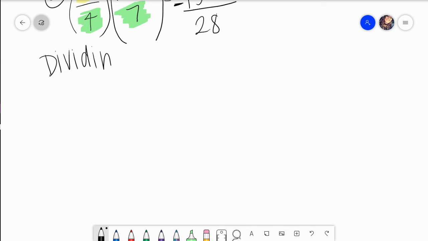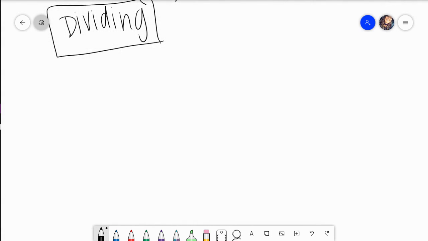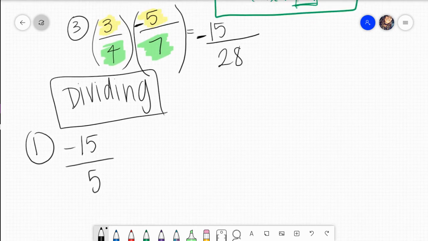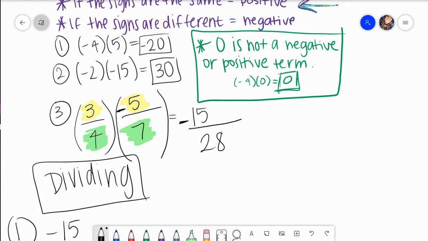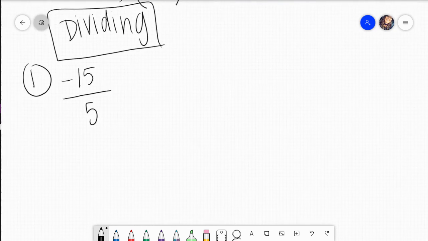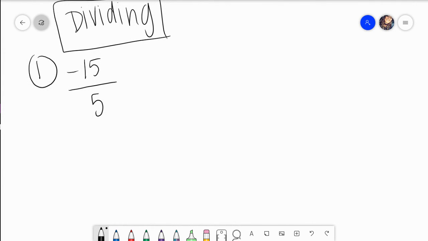Now let's do some dividing examples. Same train of thought, okay? Same is positive, different is negative. So if they have me do a negative 15 over 5. Okay, so the answer to this is going to be a quotient. So previously, the answers that I got, the negative 20 and the 30, those were products. This is going to be my quotient. So it may even say find the quotient. Okay, so that fraction bar is actually read as divided by. So this is saying negative 15 divided by 5.